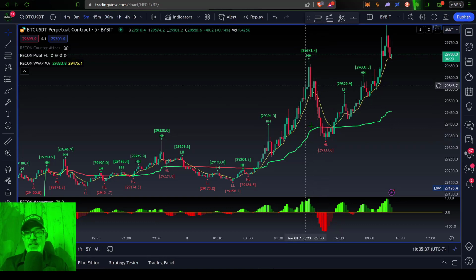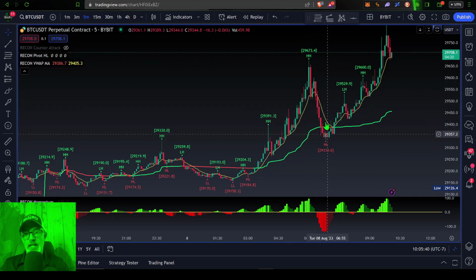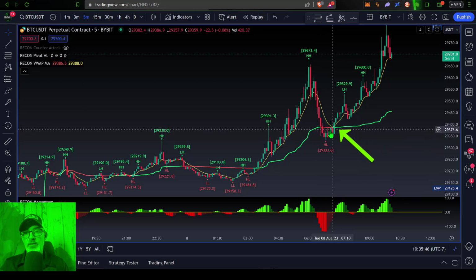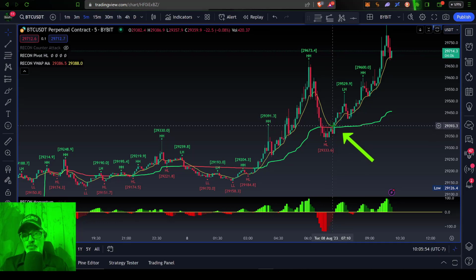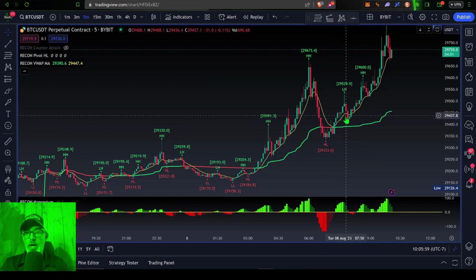Now on the flip side, same idea here with these indicators. Once Bitcoin breaks back above VWAP, it spent a very short amount of time down here, and once Bitcoin's price breaks back above VWAP, that would be a bullish indication to me. Also, the price closes above the moving average, and the moving average is starting to turn up.